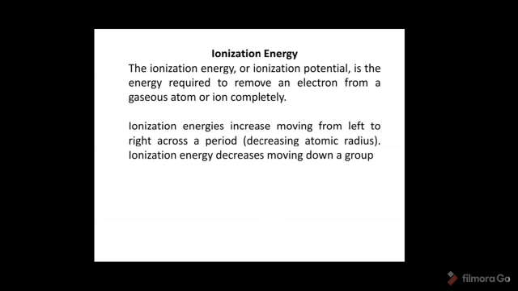Ionization energy. Ionization energy or ionization potential is the energy required to remove an electron from a gaseous atom or ion completely. So, the energy required to remove the electron from its outermost shell. Ionization energy increases moving from left to right across a period. Ionization energy decreases moving down the group.